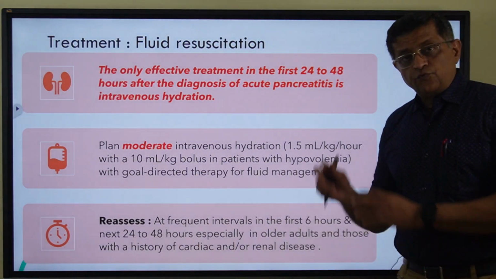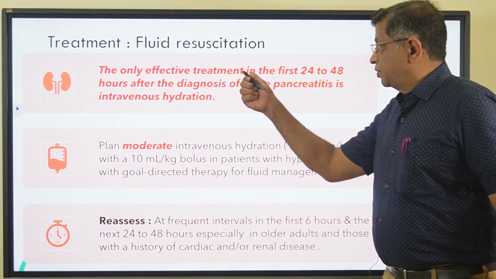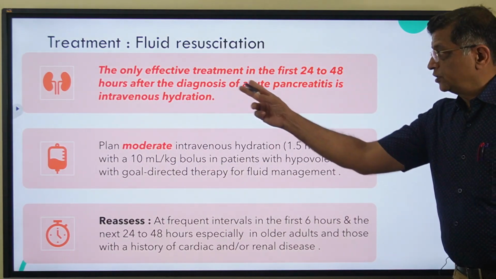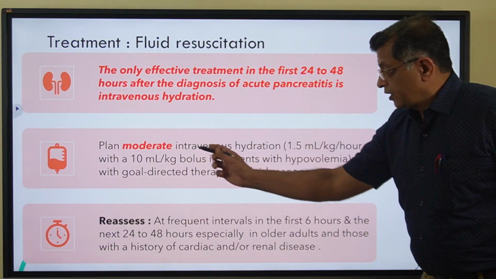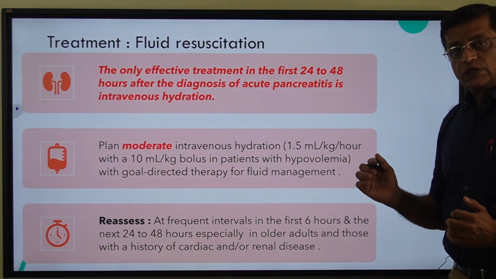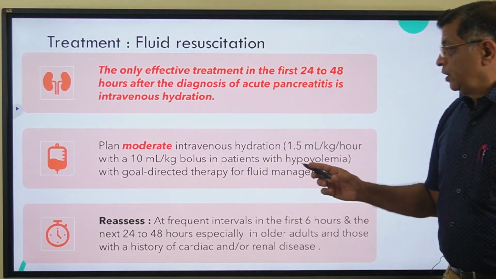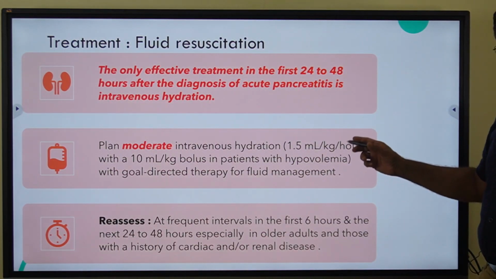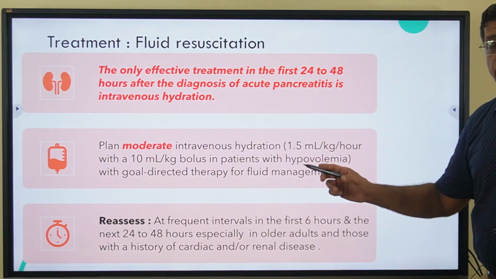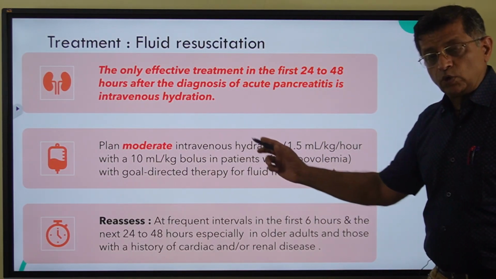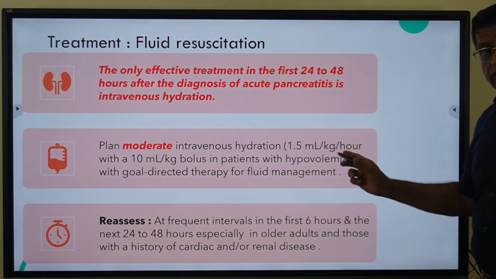In the first 24 to 48 hours, the mainstay of treatment is fluid resuscitation. The only effective treatment in the first 24 to 48 hours after the diagnosis of acute pancreatitis is intravenous hydration. Plan moderate intravenous hydration. In the last few years, the focus has shifted from aggressive fluid resuscitation to moderate fluid resuscitation with 1.5 ml per kg per hour fluid with a 10 ml per kg bolus. For example, if the patient weighs 70 kg, then we give about a 700 ml bolus followed by a 1.5 ml per kg per hour infusion, provided the patient has evidence of hypovolemia.